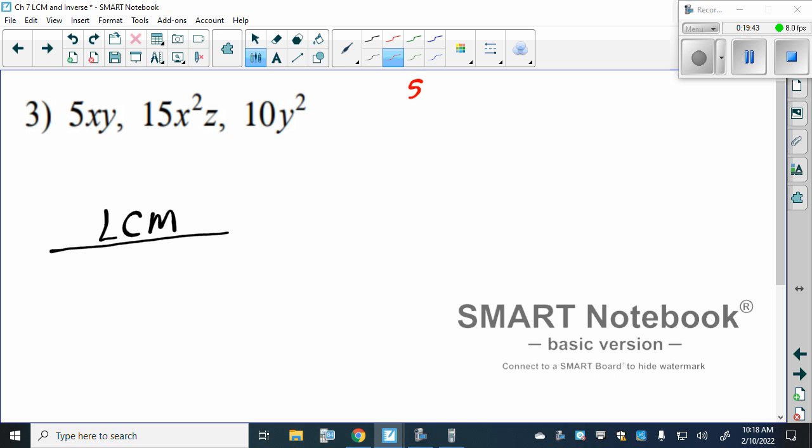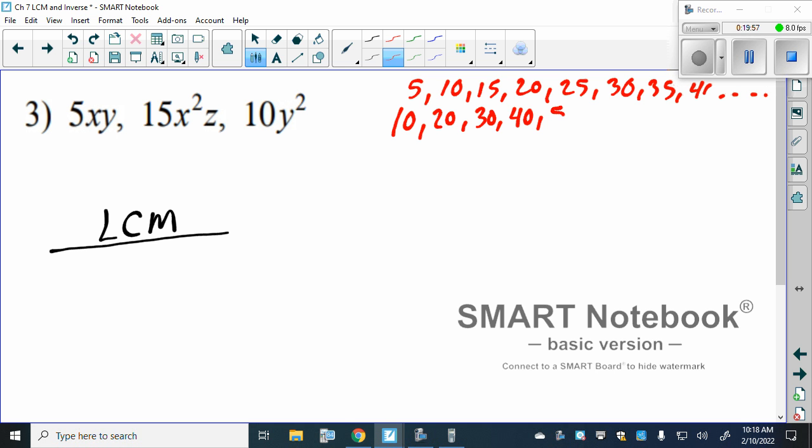Because, well, 5 is 5, 10, 15, 20, 25, 30, 35, 40, 10, 20, 30, 40, 50, 60, and 15 is 15, 30, 45. So eventually we would get to 60, and 60 would work, but it wouldn't be considered the least because it has an extra factor of 2. There's an extra factor of 2 in there.